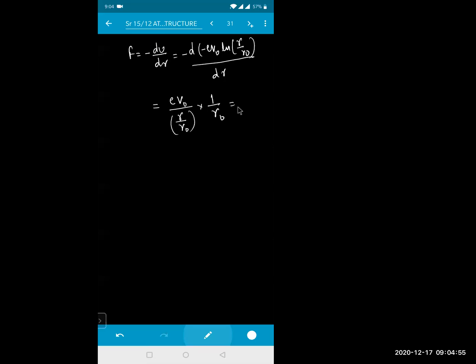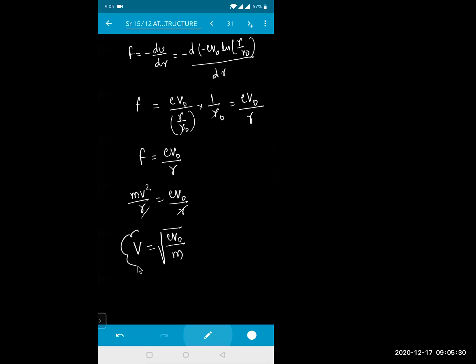And this will become, for me, E into V naught. R naught gets cancelled, so this will be equal to R. So this is your force. F is equal to E into V naught divided by R. F is equal to M into V square divided by R, that is equal to E into V naught divided by R. R goes away, and from this we get the velocity. V is equal to under root of E into V naught divided by M. So this is the velocity.